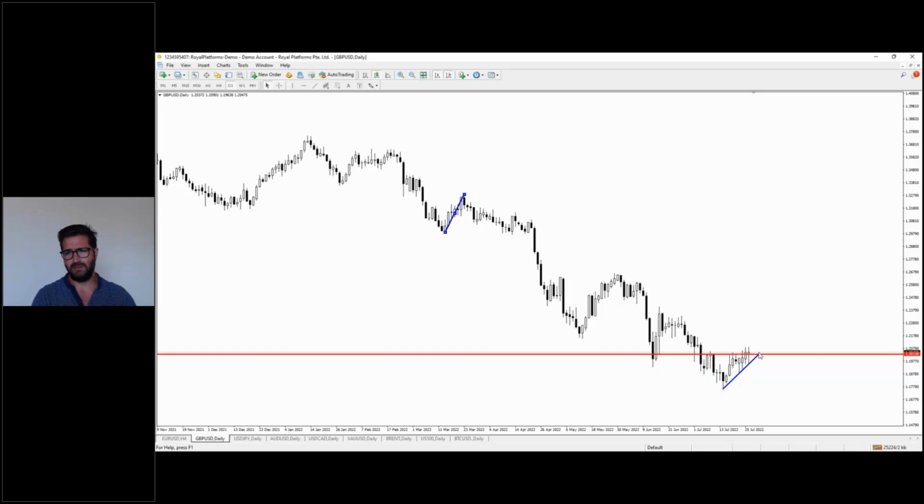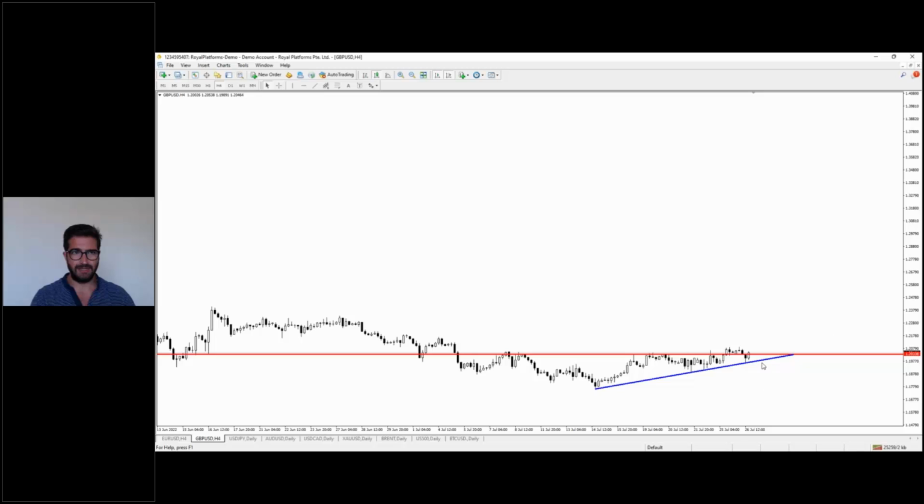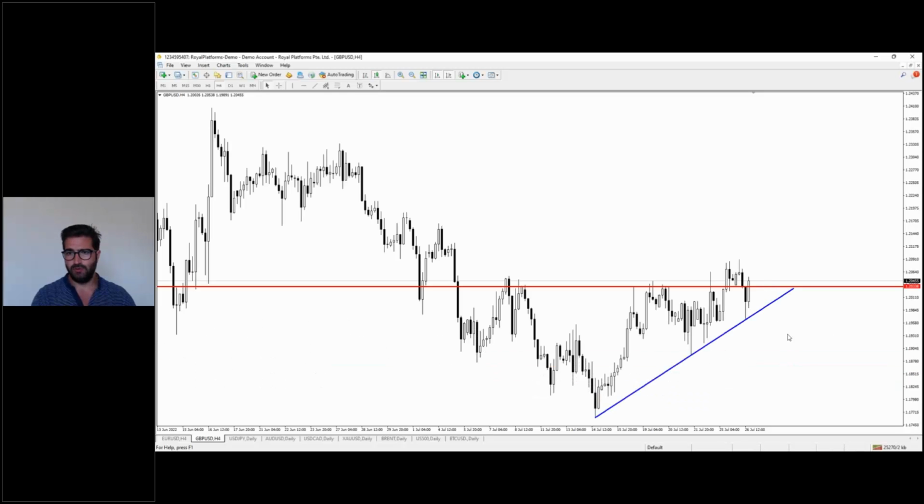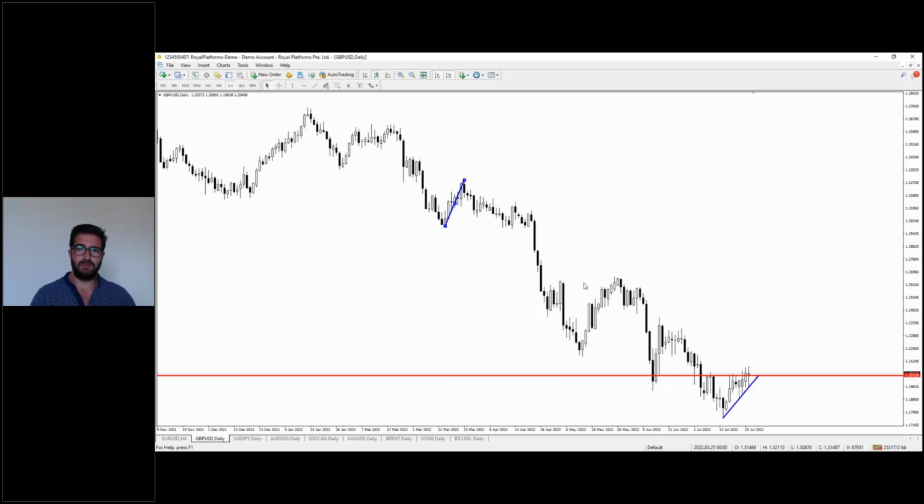So what most probably will happen is a test of the 1.20. We can see that the market is testing it on the lower time frame, and then a move to the downside after the breakout of this bullish trend line, the blue one. So to sell this asset, I will wait for a breakout below this bearish trend line, and then the GBP USD could reach easily this low here, which is 1.17 in the coming days.